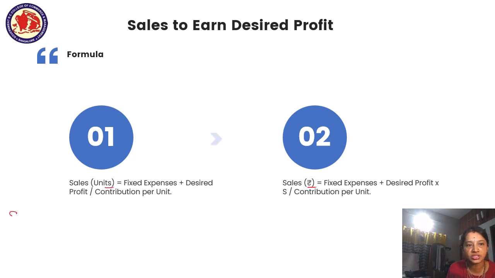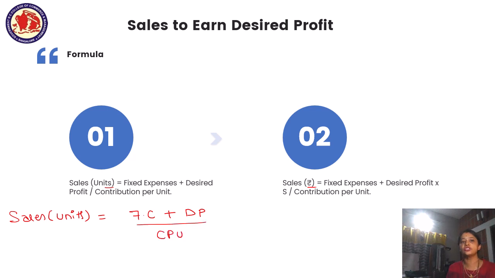If you want to find out sales in units, then the formula is fixed cost plus desired profit divided by contribution per unit. So this is the formula we use. So if you have to find out in rupees, same like break-even point into selling price per unit. So what is the formula for sales in rupees is equal to fixed cost plus desired profit divided by contribution per unit into selling price per unit.